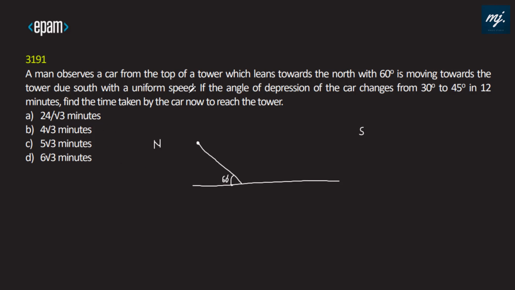With a uniform speed, the angle of depression of the car changes from 30 degrees to 45 degrees in 12 minutes. From this point, first at this point, the angle of depression was 30 degrees. Then this car is moving towards the tower. After 12 minutes, it becomes 45 degrees.